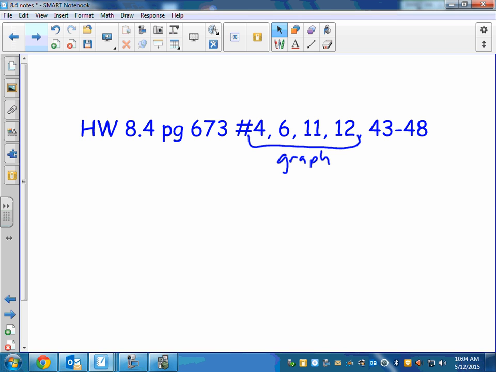Numbers 4, 6, 11, and 12, you have to graph. My suggestion to you tonight is do the b squared minus 4ac so you know what to expect. And when you come in tomorrow, you are going to have to get a graphing calculator and graph and sketch those on your paper. 43 through 48, I believe, are just saying what type is it. You don't have to graph it. But these 4, tomorrow morning, that's what you're going to do before I get back in here from the test.